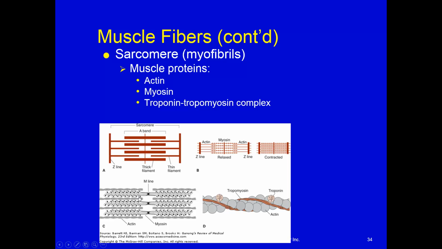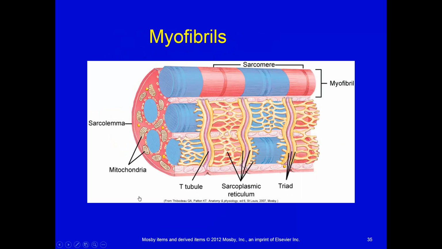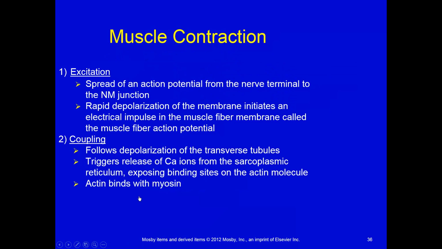What do you need to have happen? Great. So first you need an action potential. And actually, if you want to go to the next slide, you can look at this slide and the next slide in conjunction. You need an action potential, right? So you need the spread of that action potential from the nerve terminal down to the neuromuscular junction, where that nerve actually touches and connects to the muscle fibers themselves. And then once that action potential occurs, what happens next?